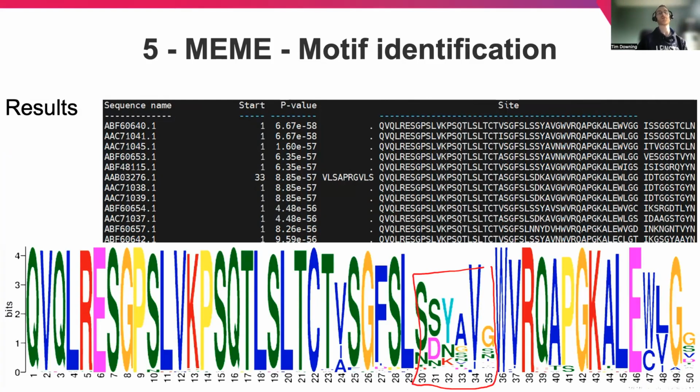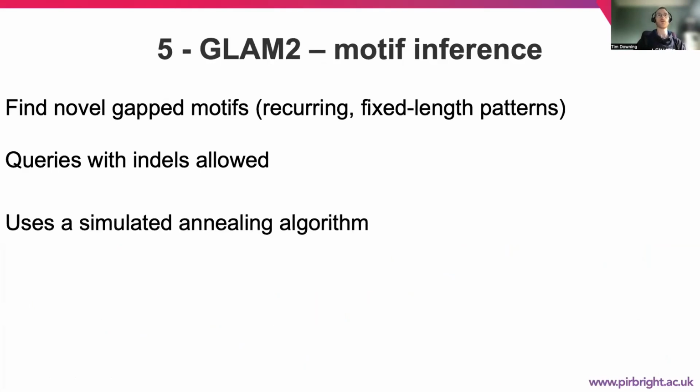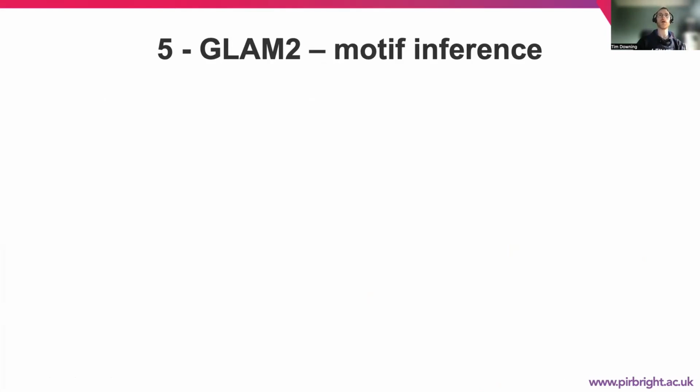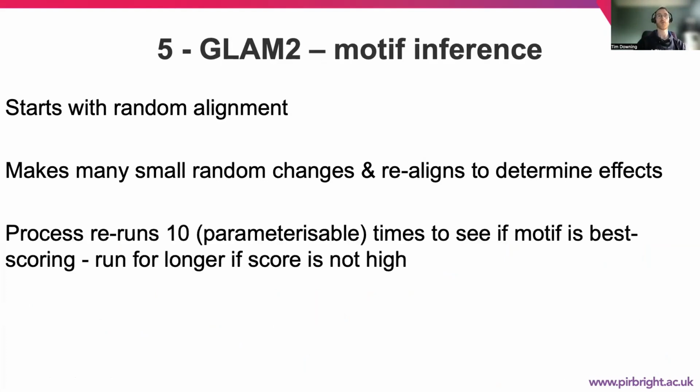GLAM2 is similar to MEME and produces similar results. It allows indels, which is very, very useful. It uses a simulated annealing algorithm using varied temperatures to optimize our alignment after starting with a random one at the start. So this makes many changes to the initial alignment to estimate which ones are the most likely outcome. And it's rerun a number of times. Ten times is typical, to see if the motif created is the best scoring one, and that is repeated if the score is not high.